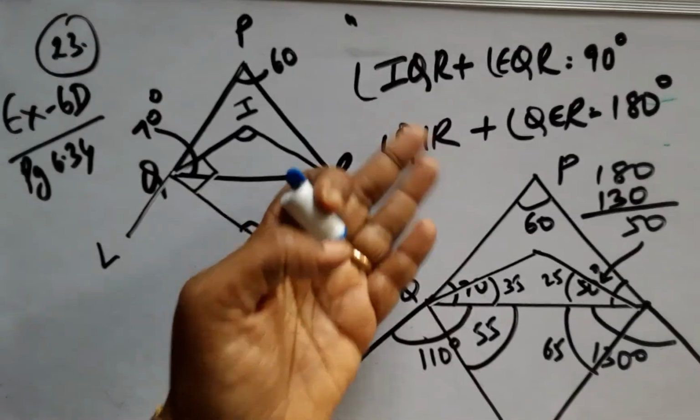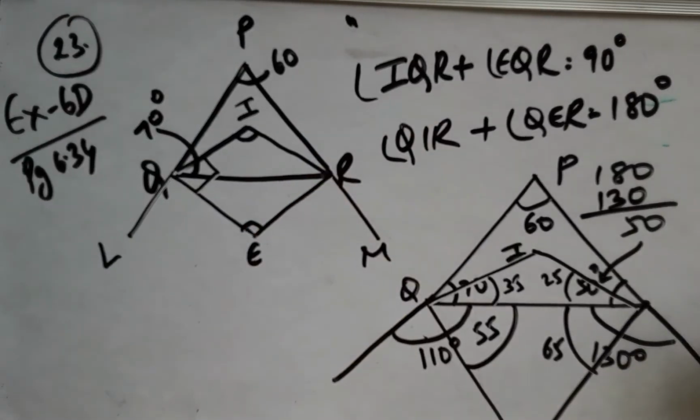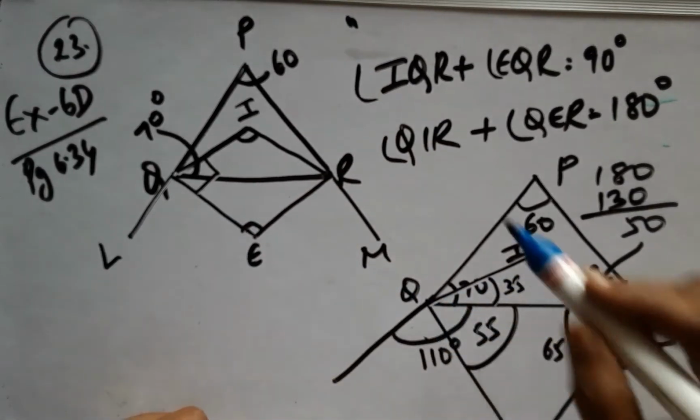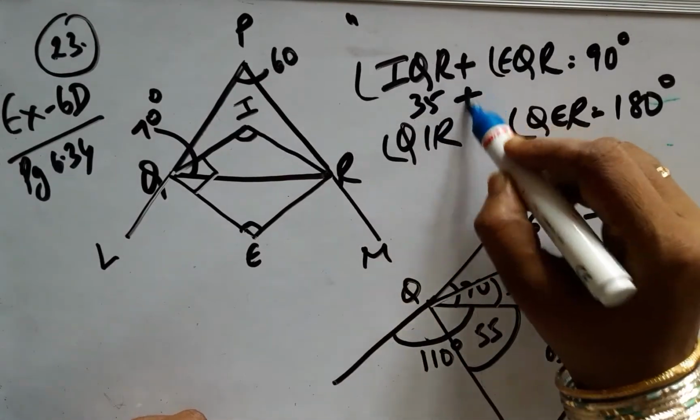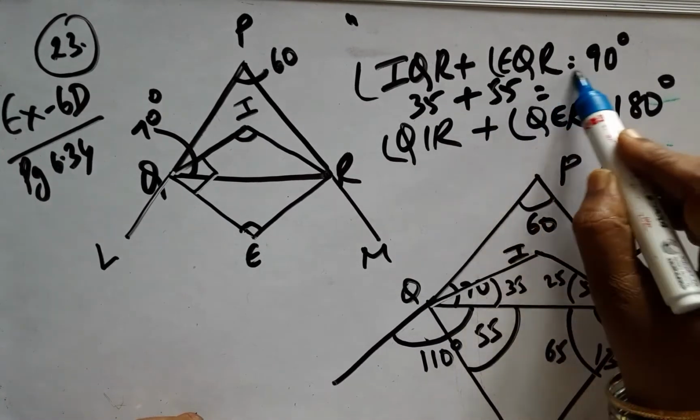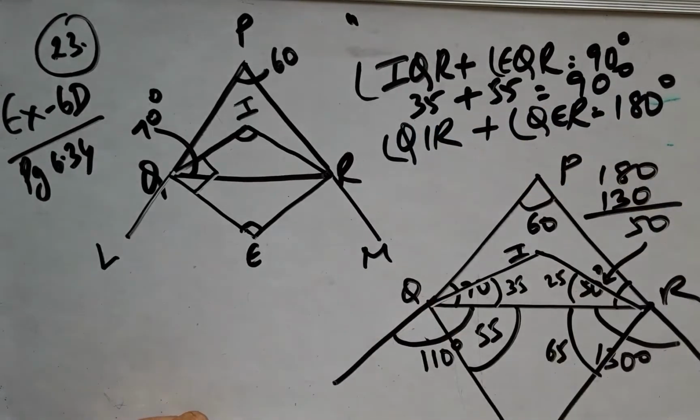Now let us answer quickly whatever he has asked. As you can see from the problem itself, I have my IQR as 35 and my EQR, where is the EQR, is 55, and it has come to 90. I have proved that it is 90.